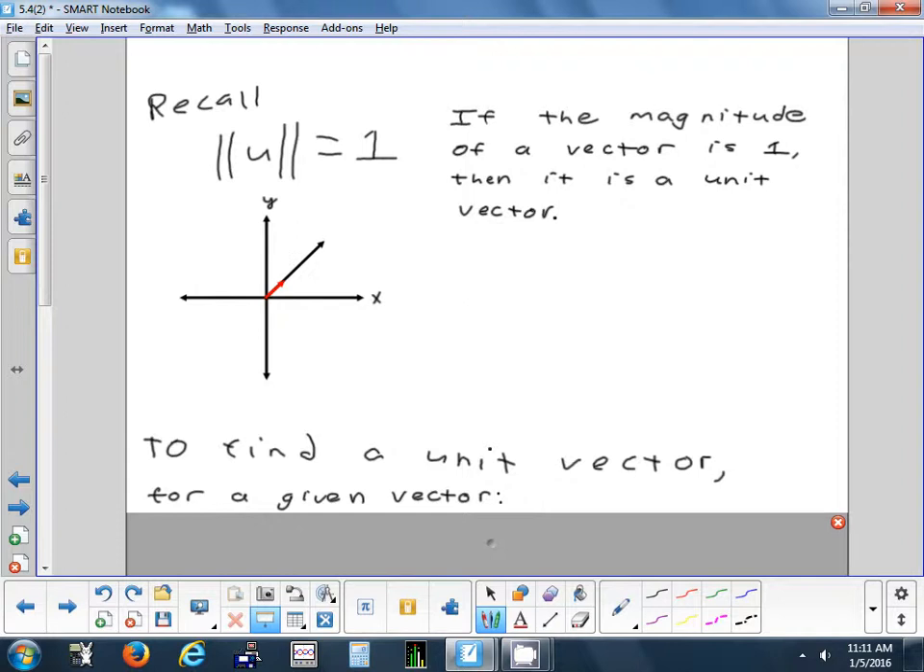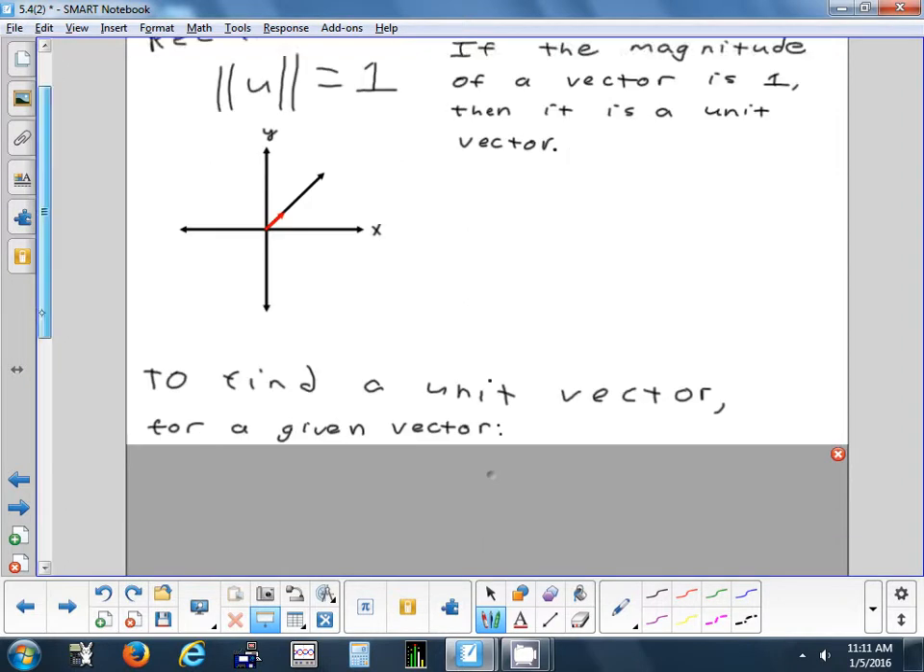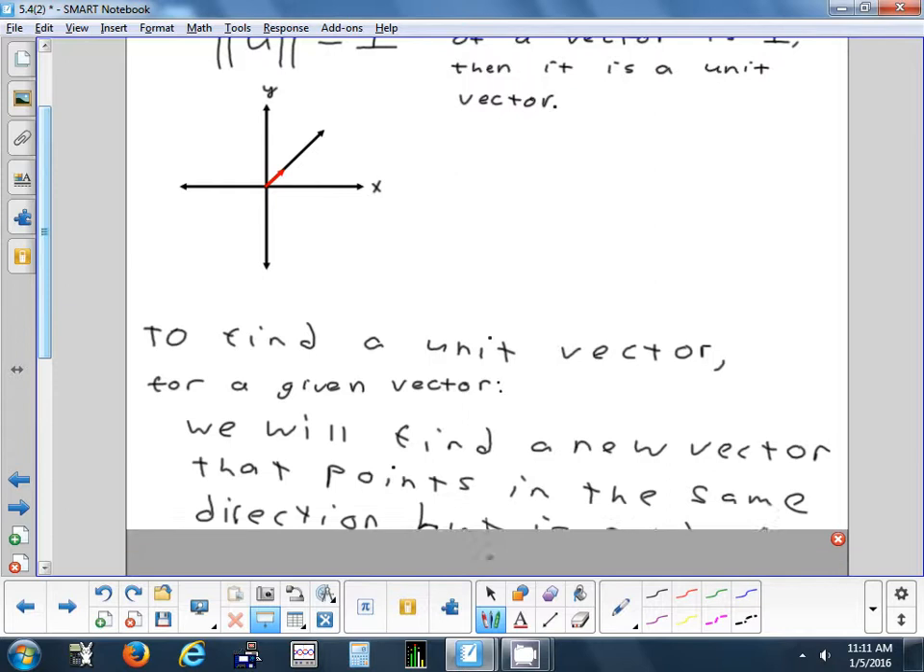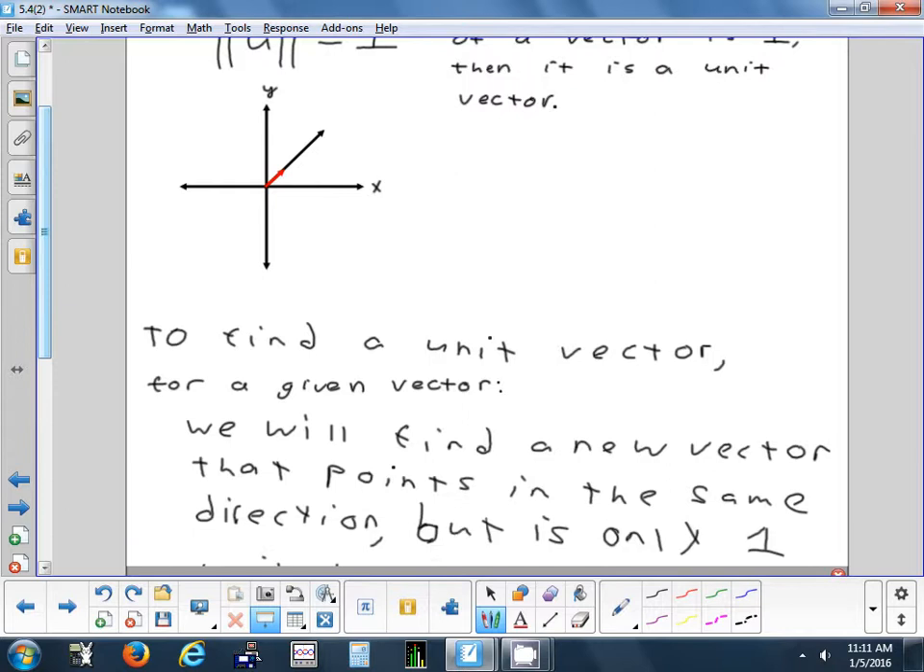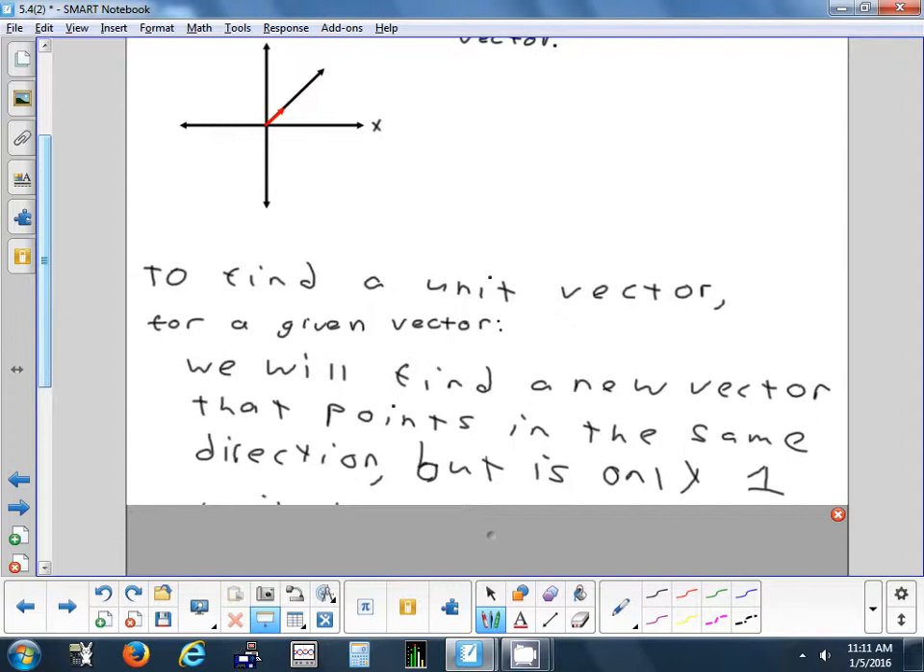Okay, what if I had a vector that was 10 units long? What would I scale it by to make it 1 unit? 1/10, or divide it by 10. So the shortcut to find a new vector that points exactly the same way, but is only 1 unit long, is to scale it. You've got to scale it by the right amount to shorten it down to 1 unit.